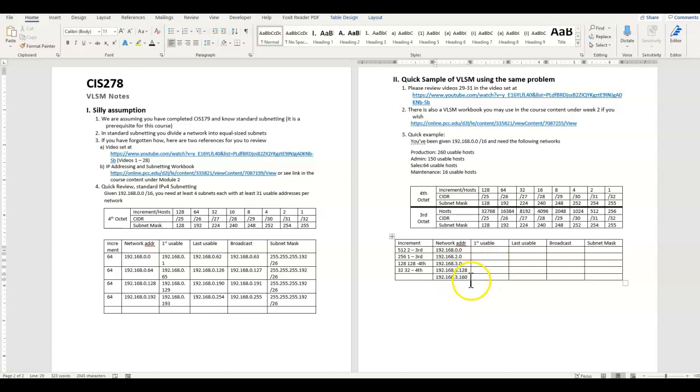Alright, so we have those. All we have to do now is get our broadcast addresses. So let's go back here. 192.168.3.1 before 160 would be 159. 1 before 128 would be 127. One before 3.0 would be 2.255. And 1 before 2.0 would be 1.255.